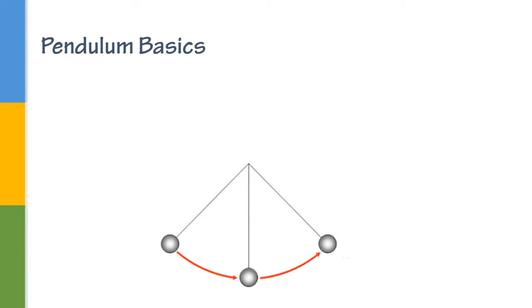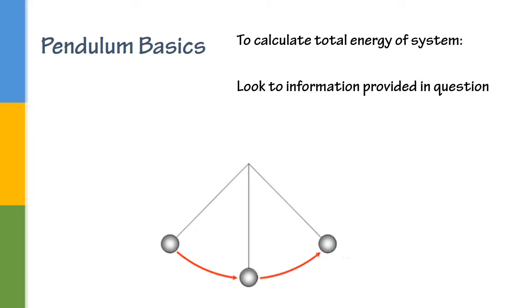So if you're given one of these problems and you're asked to calculate the total energy of a system, even if you're not specifically asked to do it, you will need to do it. These are energy transformation questions, so you need to transform from gravitational to kinetic or vice versa. But in order to do it, look to the information that's provided in the question. They're either going to give you a height or they're going to give you a velocity. If you're lucky, they're going to give you a mass, but luckily for you, you don't always need the mass.